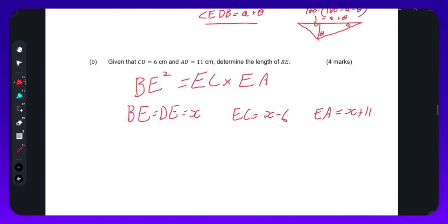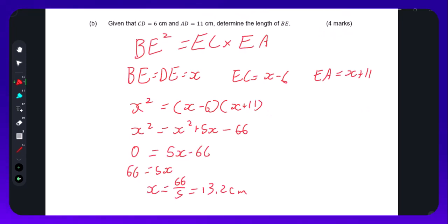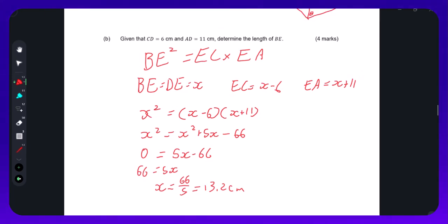Now that we've got all that, we can just do the maths, and then from here it's pretty straightforward. I'll just pause and write it all out. And that's what we end up with, x equals 13.2 centimeters. So that's what we have to do there.